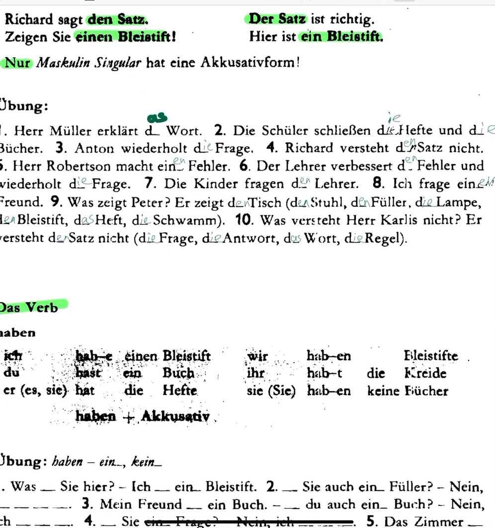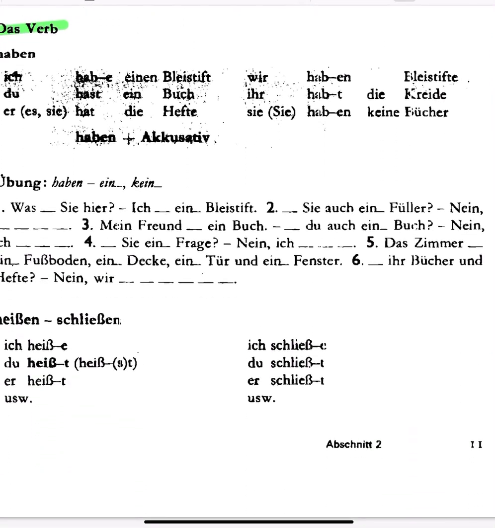Now we go to the verb. The second verb, haben, hasn't a common rule, unregelmäßig. Ich habe, I have. Ich habe einen Bleistift, I have a pencil. Du hast ein Buch, you have a book. Er hat die Hefte, he has the notebooks. Sie hat die Hefte. She has the notebooks. Es hat die Hefte. It has the notebooks. Wir haben Bleistifte. We have pencils. Ihr habt die Kreide. You have chalk. Sie haben keine Bücher. They don't have any books.